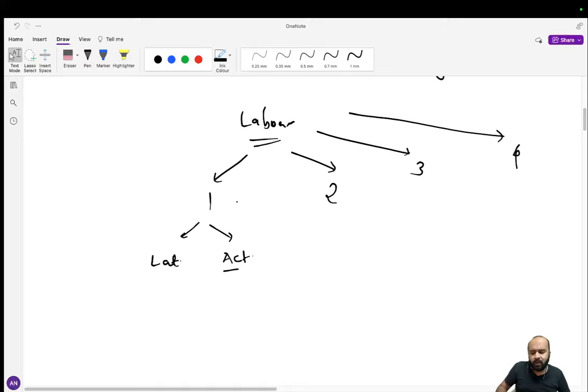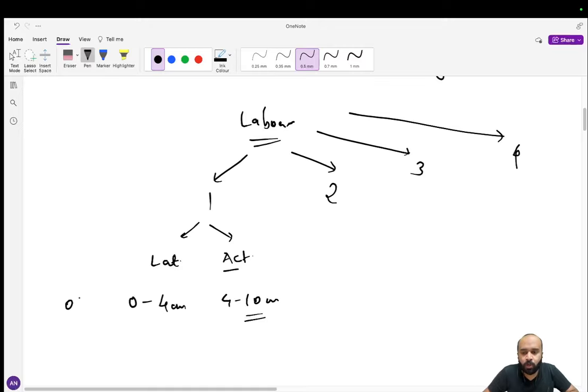Now you would say, what is latent and active labor? Our old and comfortable understanding has been that latent labor is from 0 to 4 centimeters dilatation of the cervix, whereas from 4 to 10 centimeters is active labor. Now, this is an old understanding. There are several reasons to it.